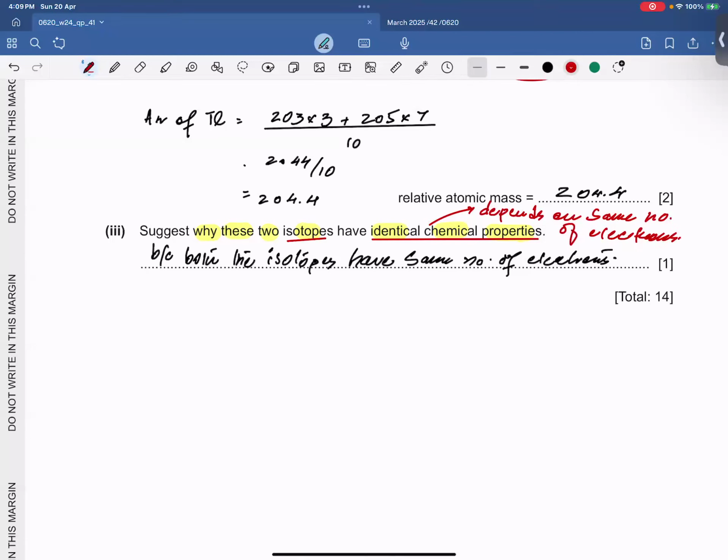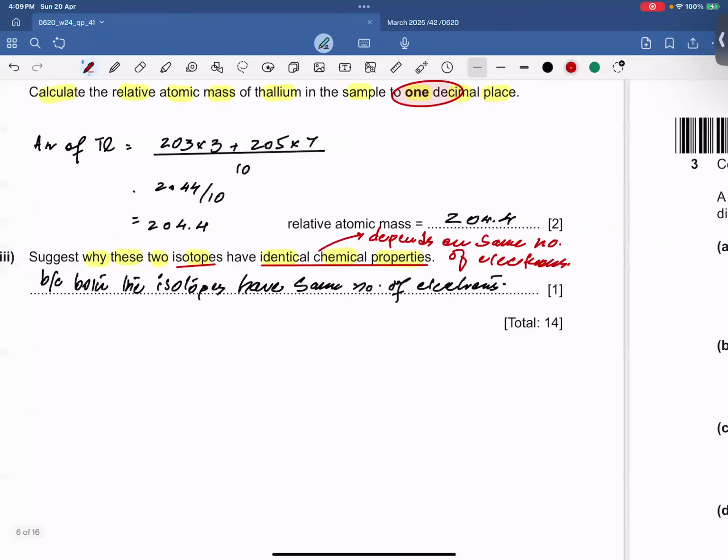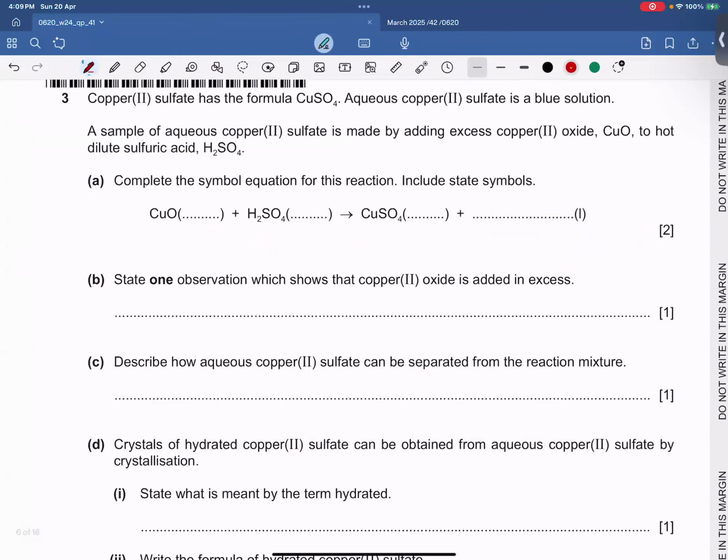So that's the end of first question. Second, copper 2 sulfate has the formula CuSO4. Aqueous copper 2 sulfate is a blue solution. Remember this. Copper sulfate has a blue solution.